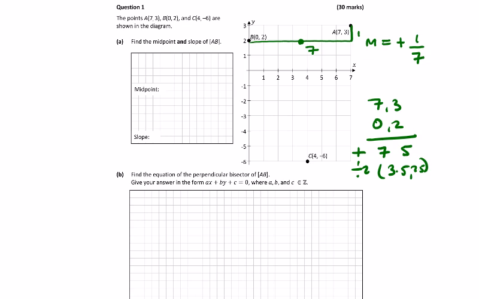That's only up to 2. 2.5 will be here. You can see that will be on the line. We'll draw it now if we connect. So that's the midpoint and slope, and then we're asked to find the perpendicular bisector of AB.